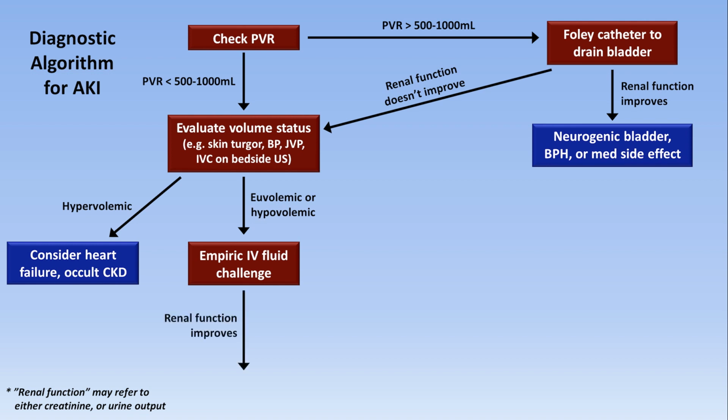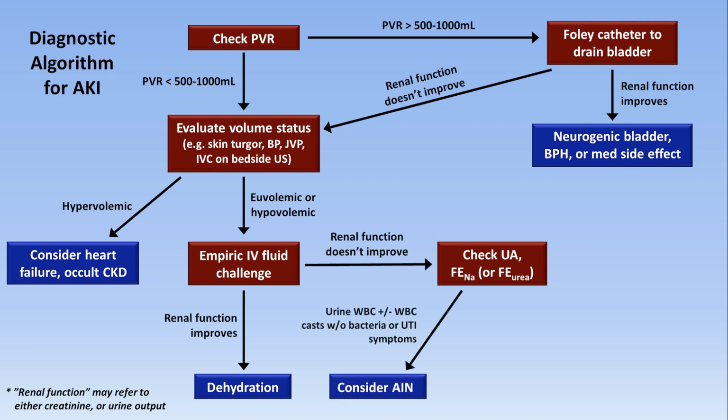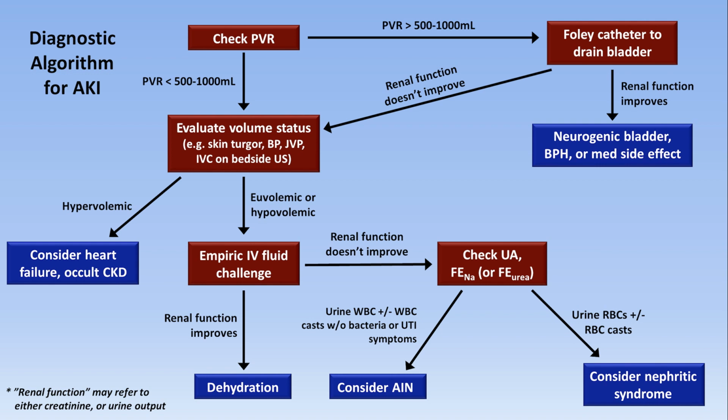If the renal function improves with this, wonderful. You know you are dealing with dehydration. But if the renal function does not improve with IV fluids, assess UA and FENa, or FEurea if the patient has recently received diuretics. If the urine has white cells, plus or minus white cell casts, but without bacteria or UTI symptoms, consider AIN. If the UA has red cells, plus or minus red cell casts, consider nephritic syndrome. And if the FENa is above 2%, there are muddy brown casts, or particularly if the patient has concurrent sepsis or shock of another etiology, that's very likely to be indicative of ATN.